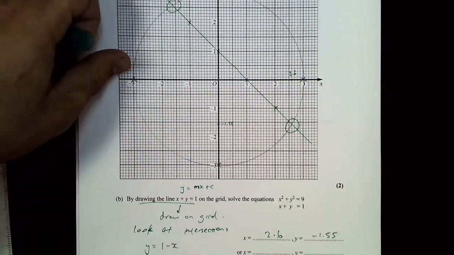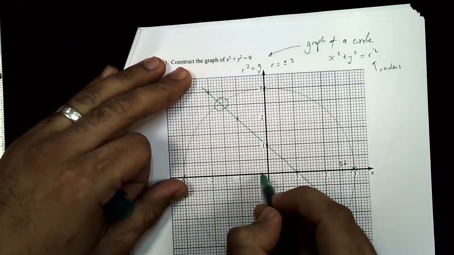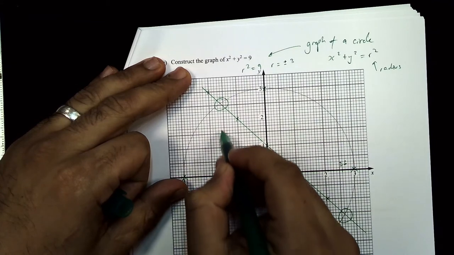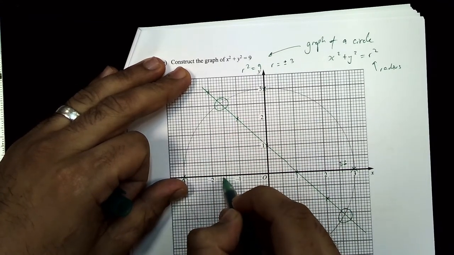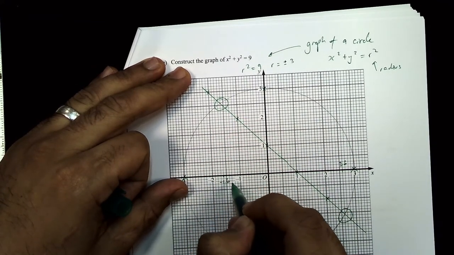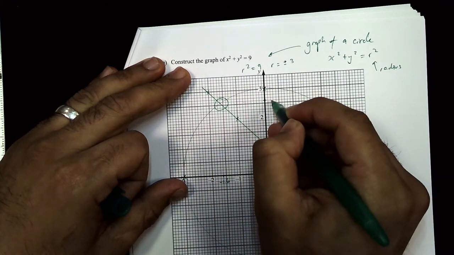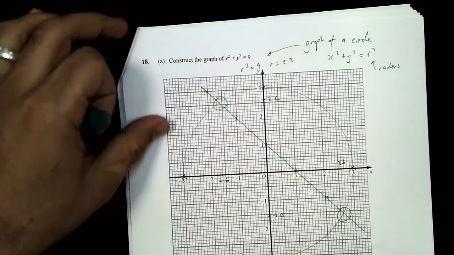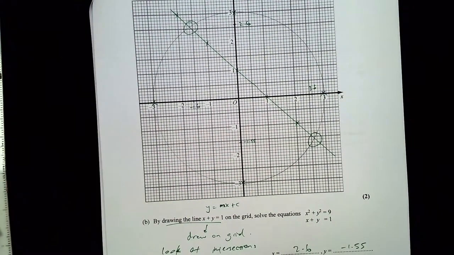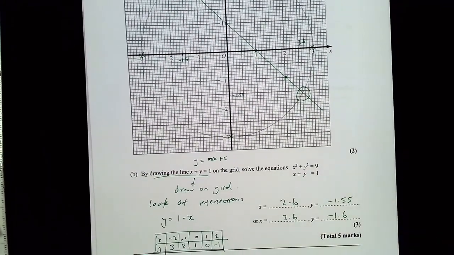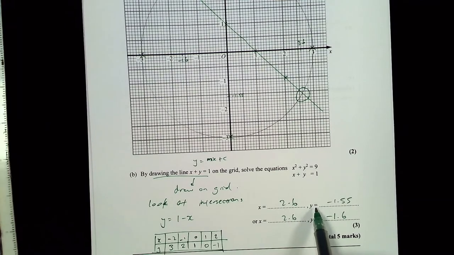And the second solution, we'll look at this one now. On the x-axis, right there, which is minus 1.6, and on the y-axis it's pretty much bang on 2.6. So 2.6 and minus 1.6. Okay, so you've got your solutions. There are two places they cross, an x and y coordinate, and another x and y coordinate.